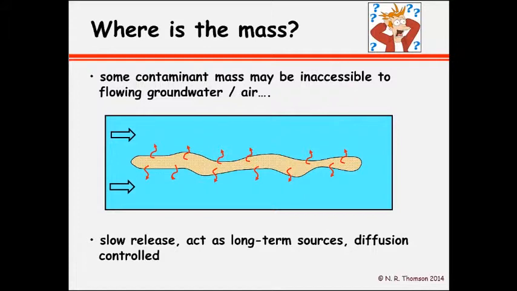The diffusion process into the lens at the start is very high because the concentration gradients are extremely steep, and it would take equal or more time for that mass to then diffuse out of these zones. So these, as my note says here, are slow release and act as a long-term source. And again, that process is diffusion controlled.